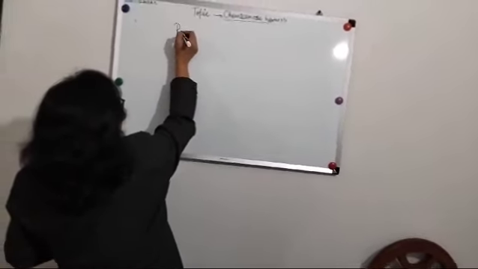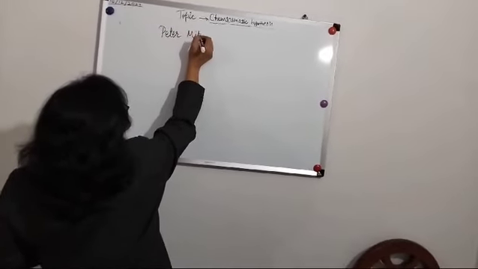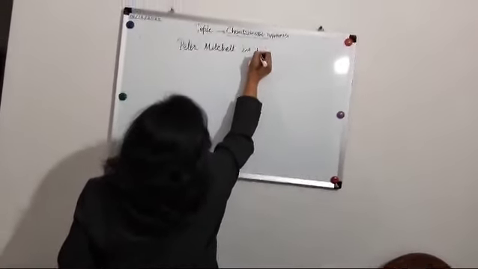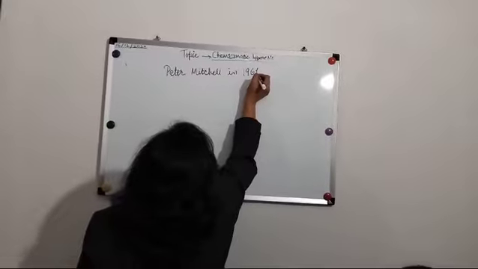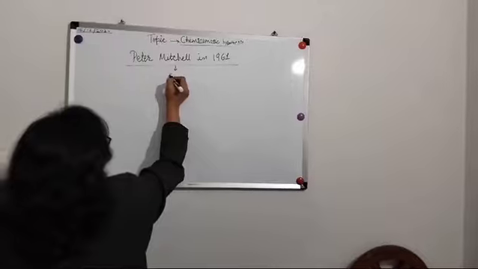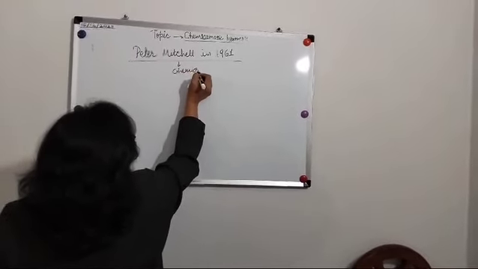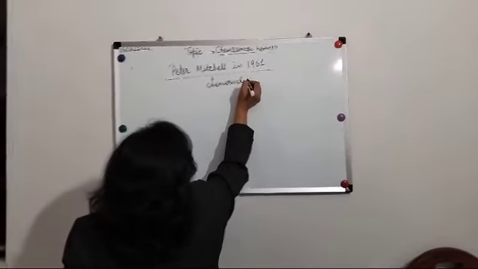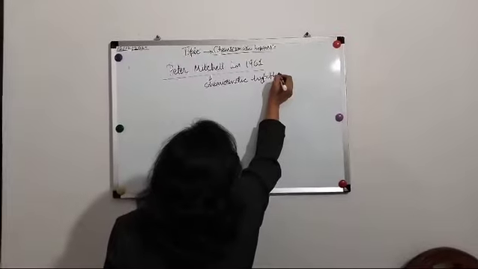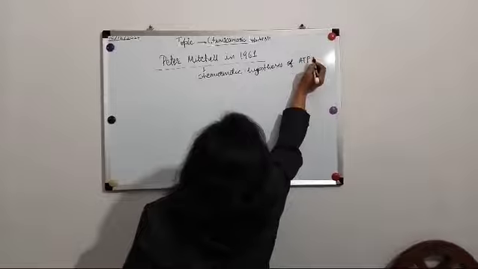So it was Peter Mitchell in 1961. He explained this chemiosmotic hypothesis of ATP formation.